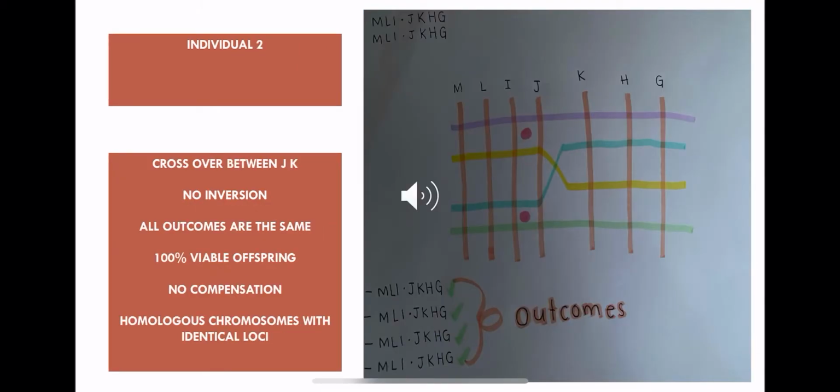In individual 1, we saw compensation because there were duplications of the loci. Here in individual 2, no compensation occurs because the chromosomes are identical. There is, however, a crossover between J and K. All outcomes here produced are the same. That is with a 100% viability rate.